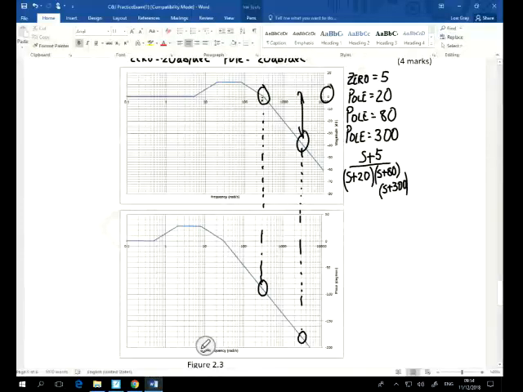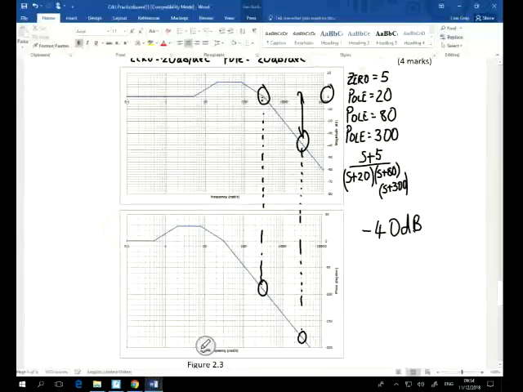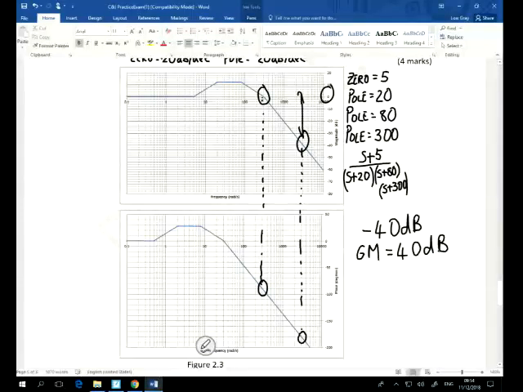So if we look at that, we can see that says minus 40, this point here. So in fact, that is our gain margin: gain margin equals 40 decibels. We could move that graph up by 40 decibels and it would still be stable, theoretically. It wouldn't be marginally stable, but it'd be fine. Okay, so that's actually quite easy, I think. The Bode plots are not as bad as you might think.